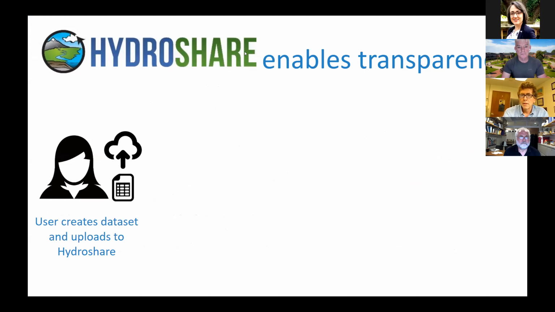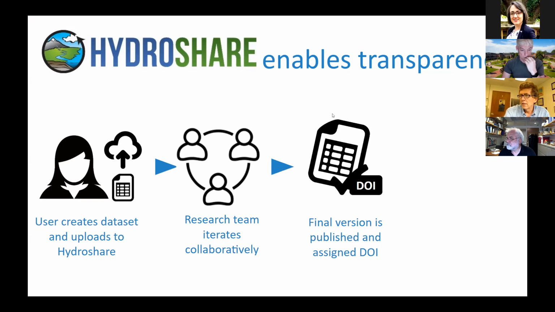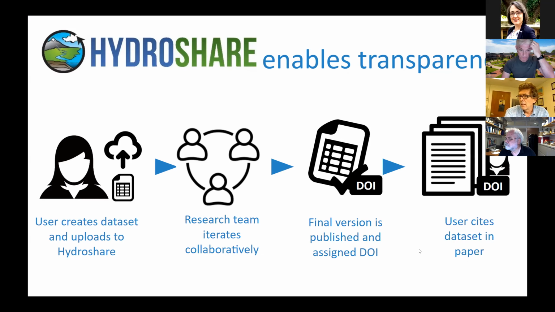So this is the sort of workflow a user might go through in terms of sharing their research to enable transparency. They would create a data set, upload it to Hydroshare, then share it with a research team. Maybe if you're doing it in HydroLearn, it might be you, or it might be the two of you working on a module, or it might be you and some graduate students. Then the final version would be published and assigned a digital object identifier, and then the user would cite that in a paper. This is not so much a HydroLearn consideration.